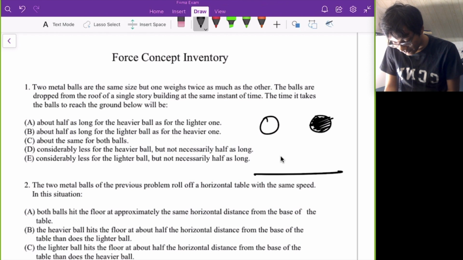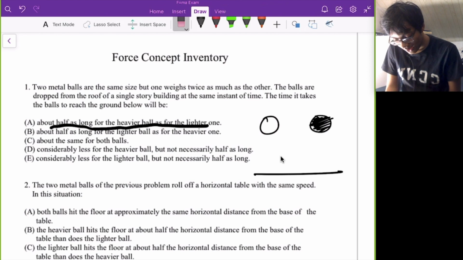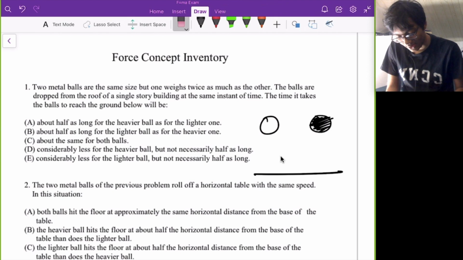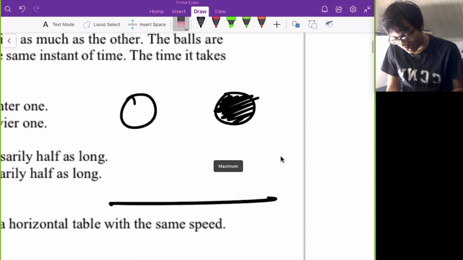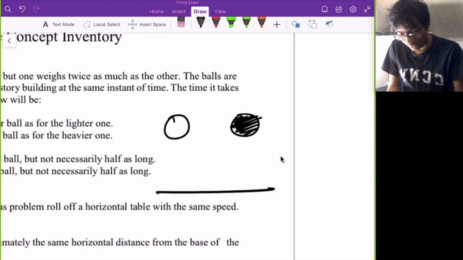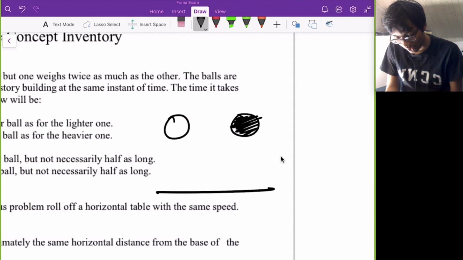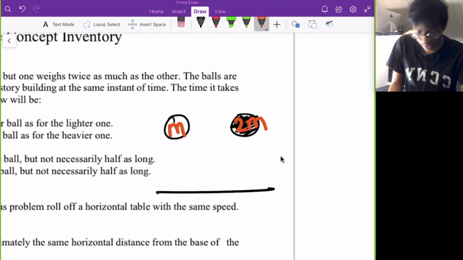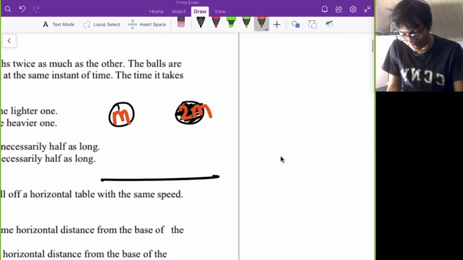It's going to take about half as long for the heavier ball to fall as for the lighter one. Well, before we let the options distract us, let's think about the physics. If you've got two balls, it doesn't matter what their weight is, right? Let's say this one is m and this one is 2m. What time will they fall to the ground? What time will they hit the ground?